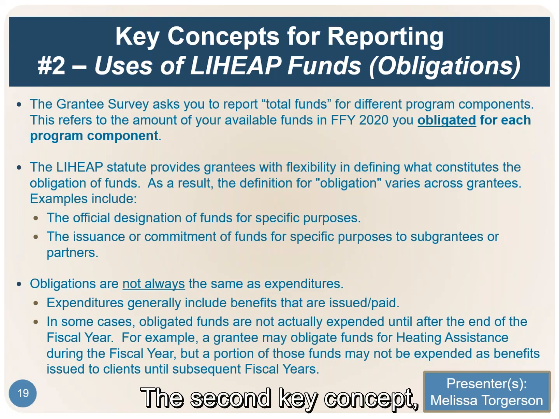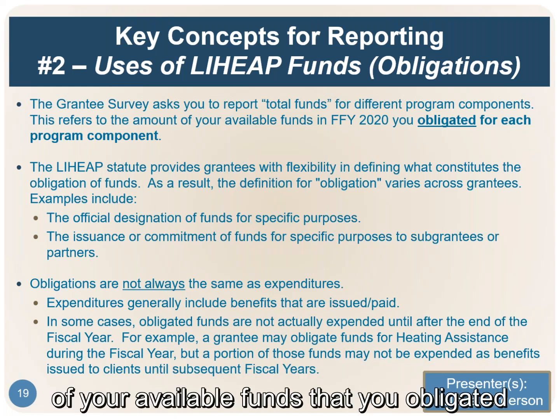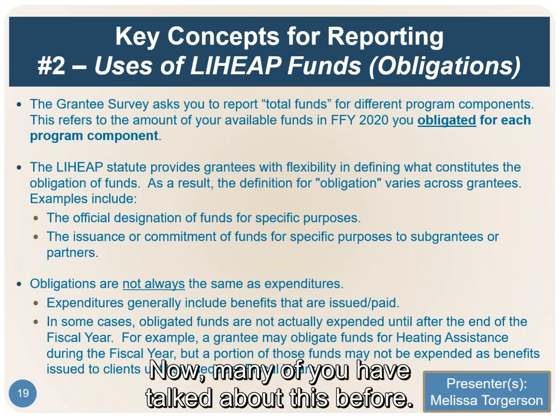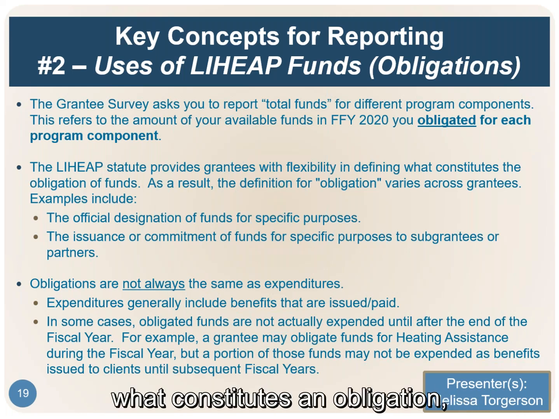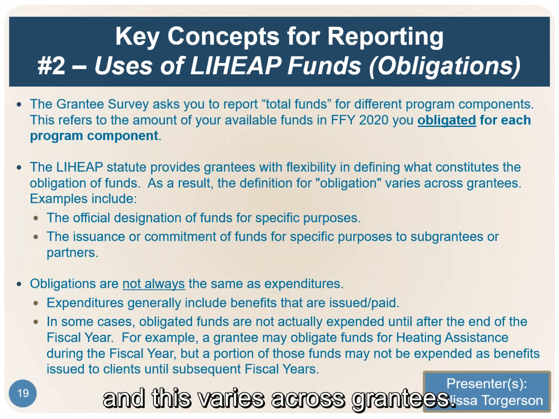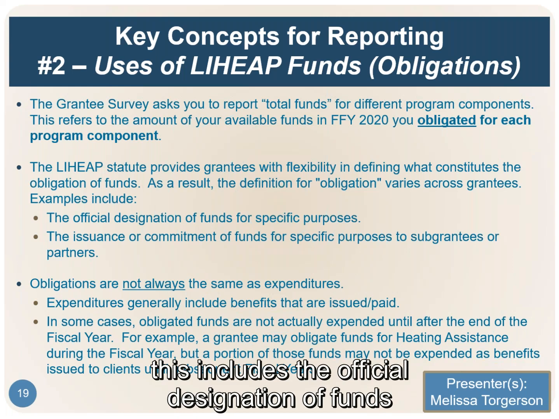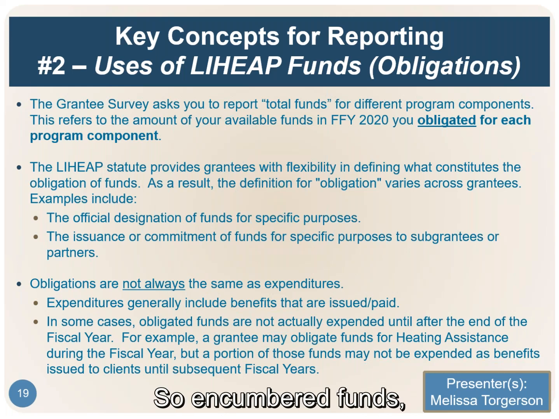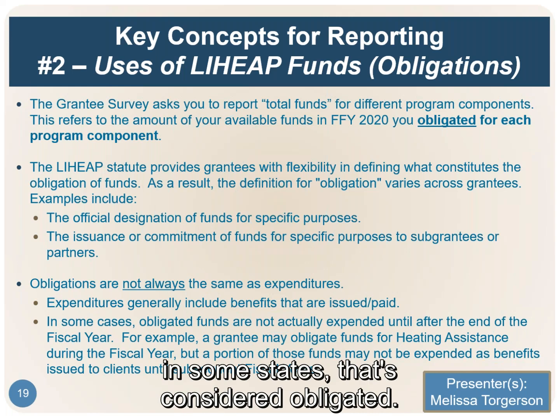The second key concept, and this is a really important one, is the idea of uses of funds, which is about obligations. So the Grantee Survey asks you to report total funds for different program components, and it refers to the amount of your available funds that you obligated to each program component. Now, many of you have talked about this before. The statute provides you with a great deal of flexibility in defining what constitutes an obligation, and this varies across grantees. So for some of you, this includes the official designation of funds for specific purposes, so encumbered funds. If you've put aside money for a contract, for example, in some states that's considered obligated.